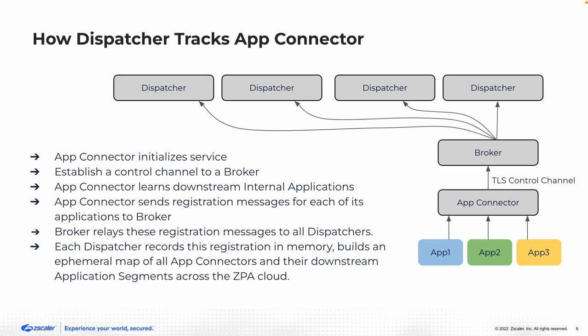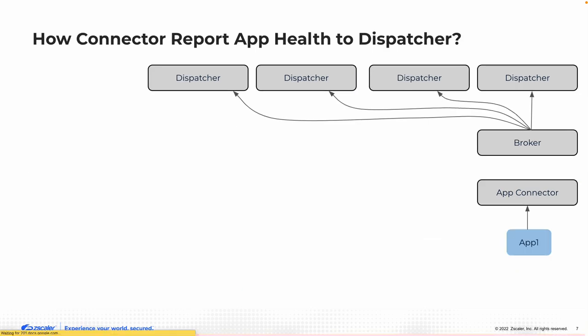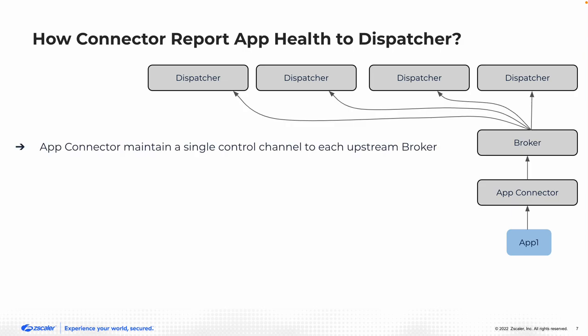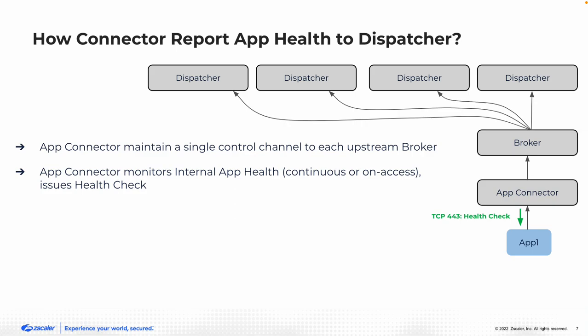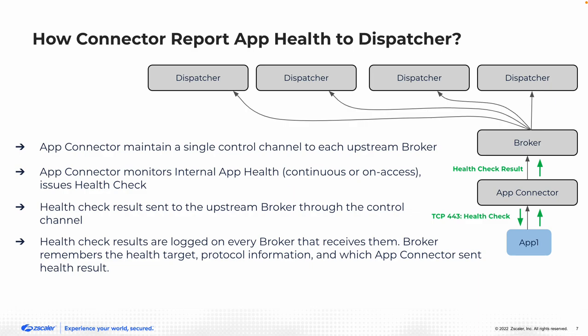Each dispatcher records a registration message from all the brokers and builds an ephemeral map for all app connectors and their downstream applications. It's key to keep track of healthy apps. As we saw in the previous slide, the app connector maintains a TLS channel to the upstream broker. App connector issues a health check over port 443, which is then reported to the broker. The broker logs the healthy app protocol information and which app connector reported this healthy app. This data is passed up the broker to all the dispatchers.